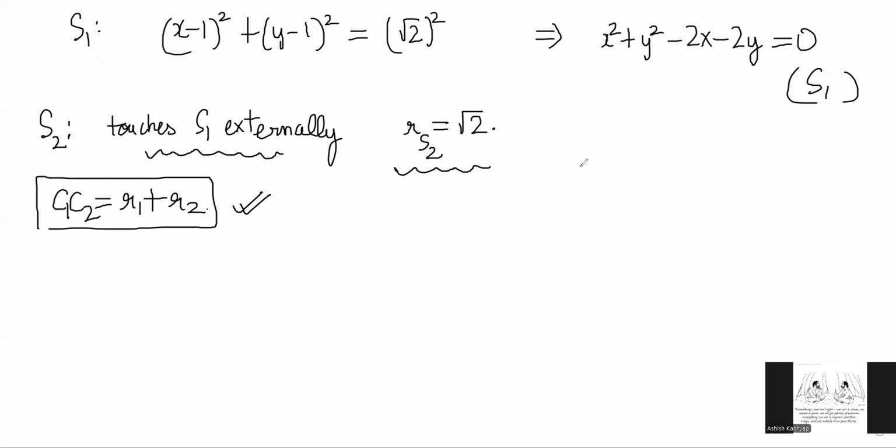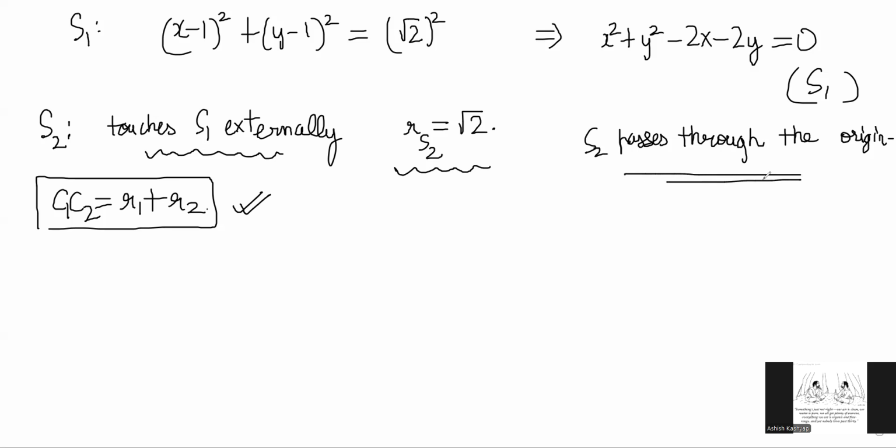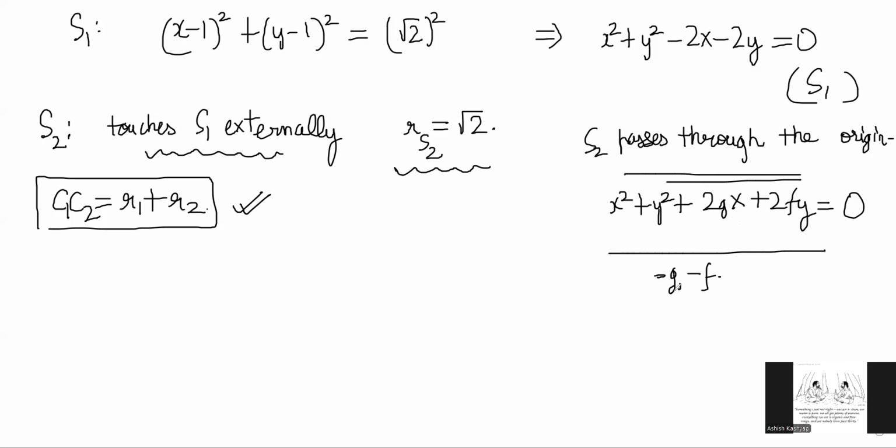They have also given in the problem that S2 passes through the origin. So this is all the information that we know about the circle, and this is enough to find it. Any circle that passes through the origin will have an equation like this, where the C term becomes 0 since it passes through the origin. So the center of the circle is (minus g, minus f), and the radius of the circle would be root over g square plus f square.